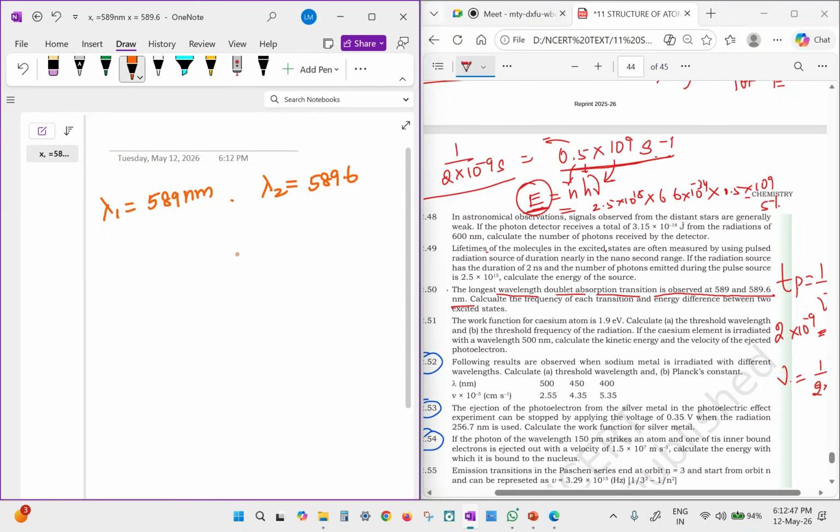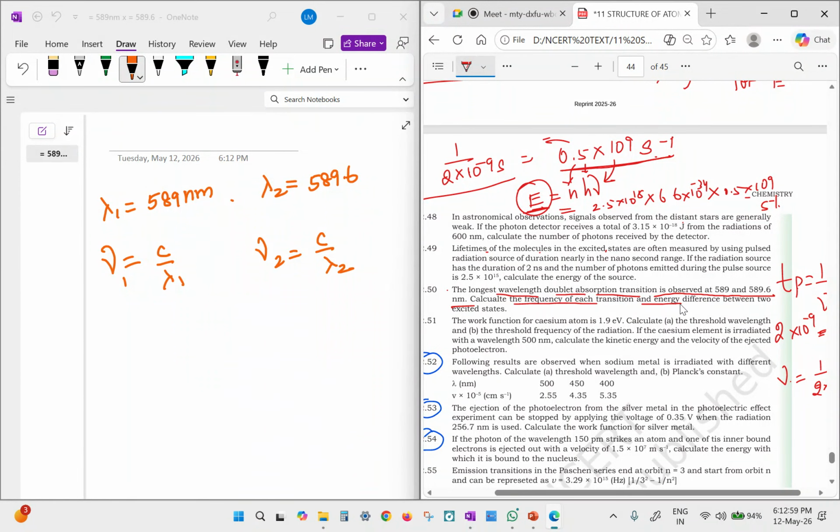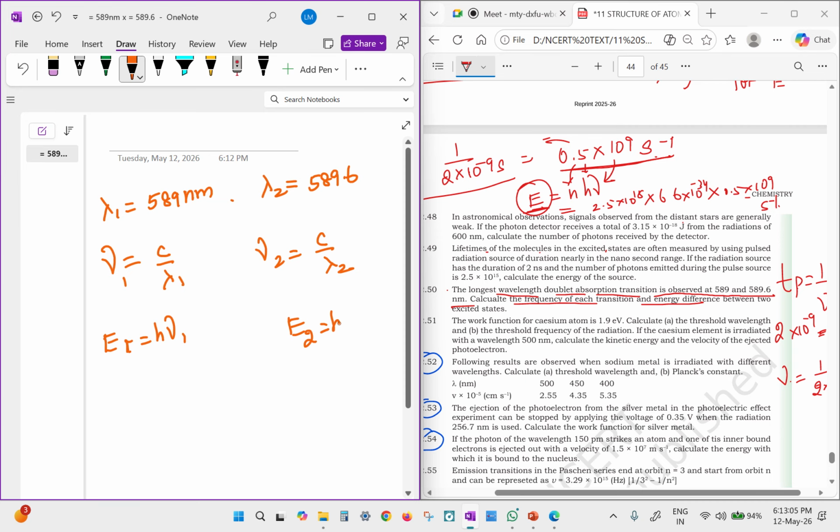Okay, calculate the frequency of each. What do you do? Frequency nu1 will be C by lambda 1 and nu2 will be C by lambda 2. Also, they are asking you the energy difference. So what will you do? E1 is equal to h nu 1. E2 is equal to h nu 2. Substitute the frequency values and subtract E2 minus E1. Is that okay? Yes, ma'am.